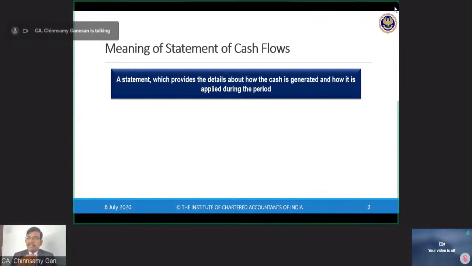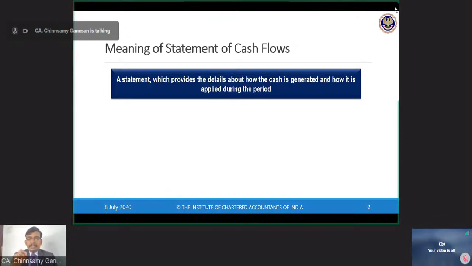You may know that statement of cash flows is an integral part of a financial statement prepared under Ind AS. You remember that in the first session we discussed Ind AS 1, presentation of financial statements, in which we said that the major components of financial statements are balance sheet, statement of profit and loss, statement of cash flows, and then statement of changes in equity and notes on accounts. This is what we have said as the 5 integral components of financial statements according to Ind AS.